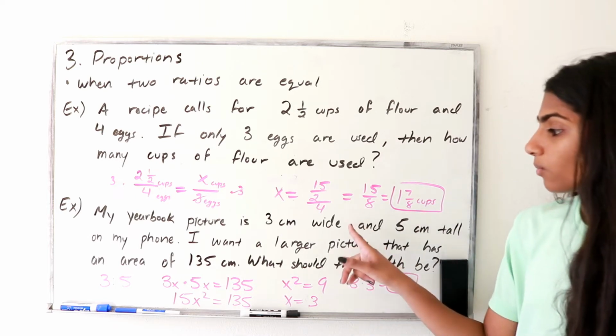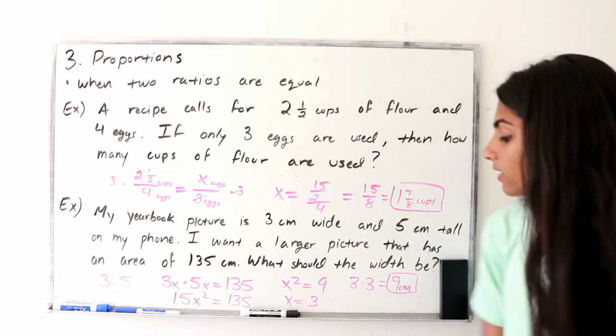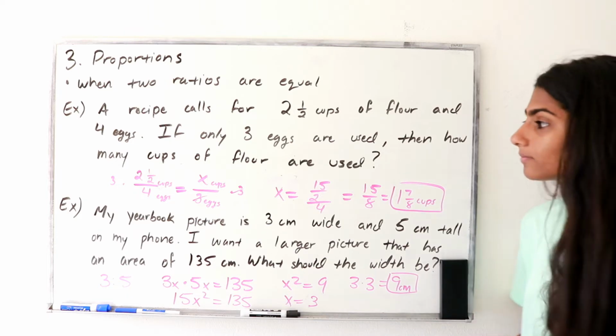Now I have to actually find the width. So I take this x and plug it back into here, 3x. So then I get 3 times 3, which equals 9. So now the width has to be 9 centimeters.